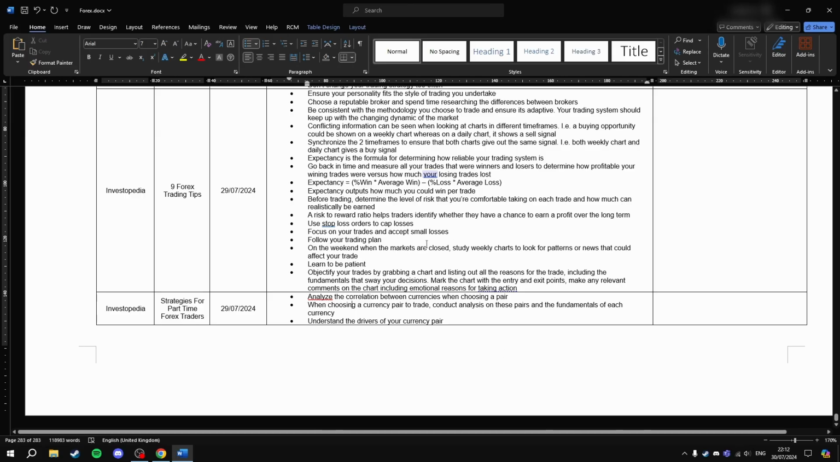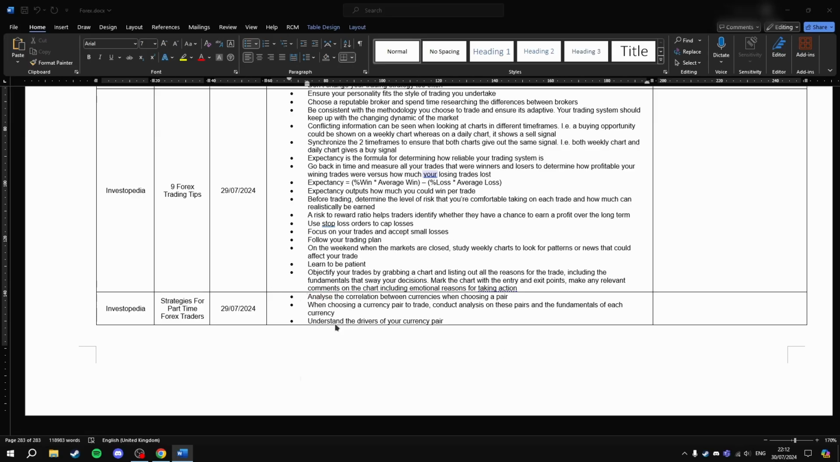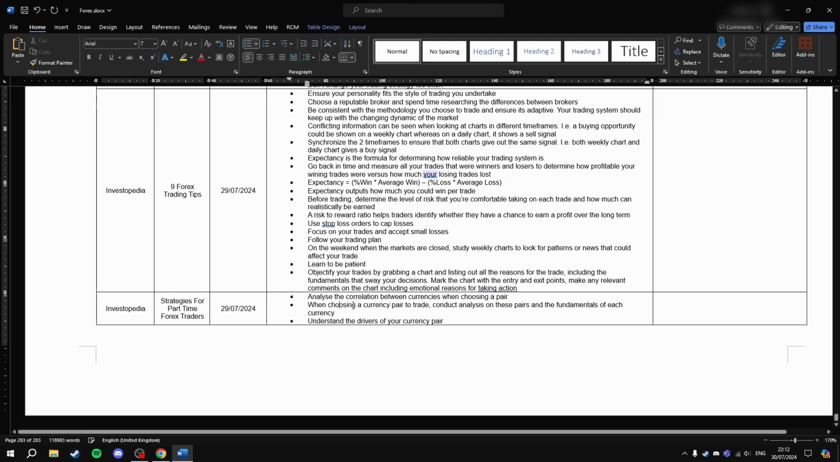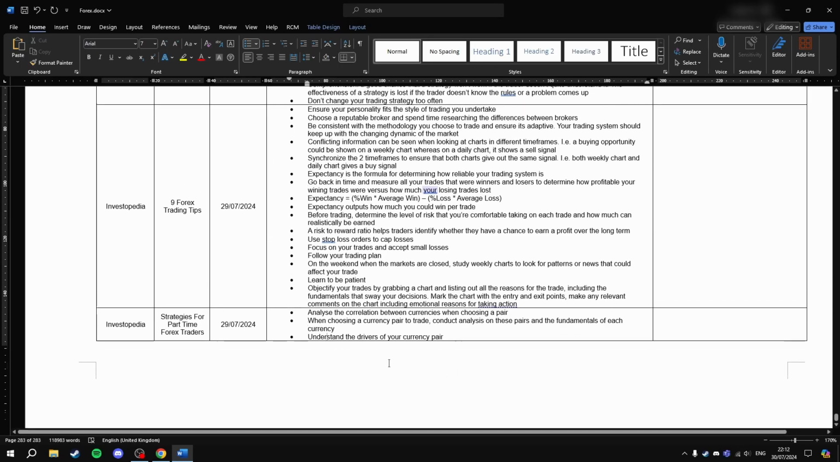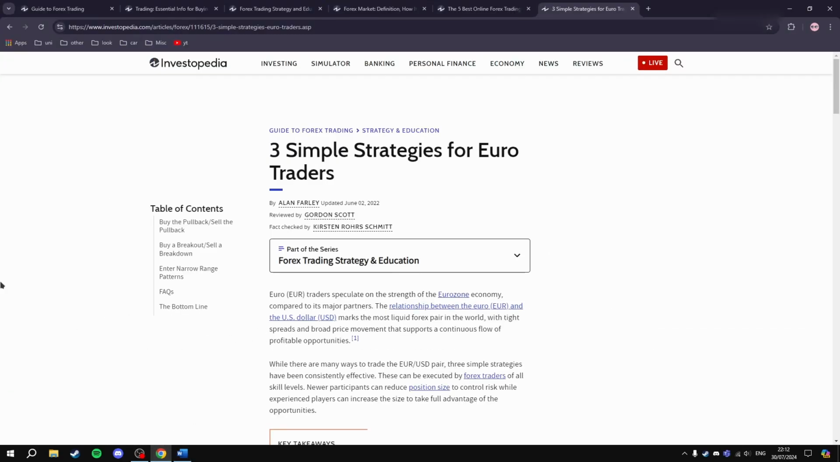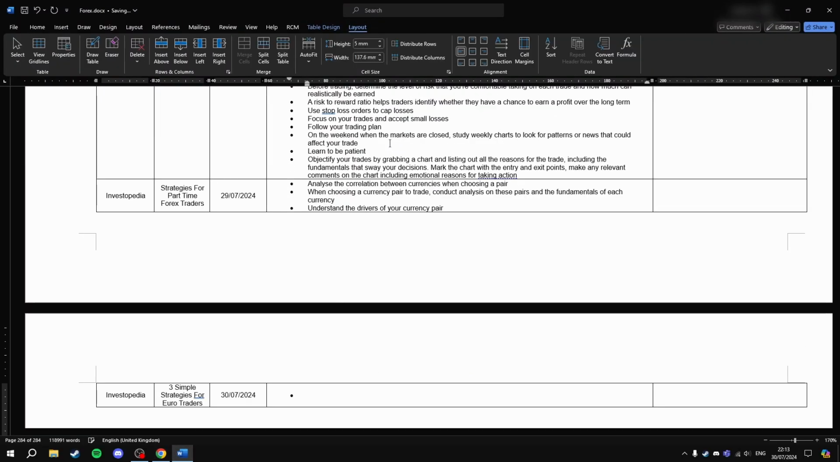Then we've got strategies for part-time Forex traders. Analyze the correlation between currencies when choosing a pair. When choosing a currency pair to trade, conduct analysis on these pairs and the fundamentals of each currency, and understand the drivers of your currency pair. So that's that. Now on to 3 simple strategies for Euro traders.